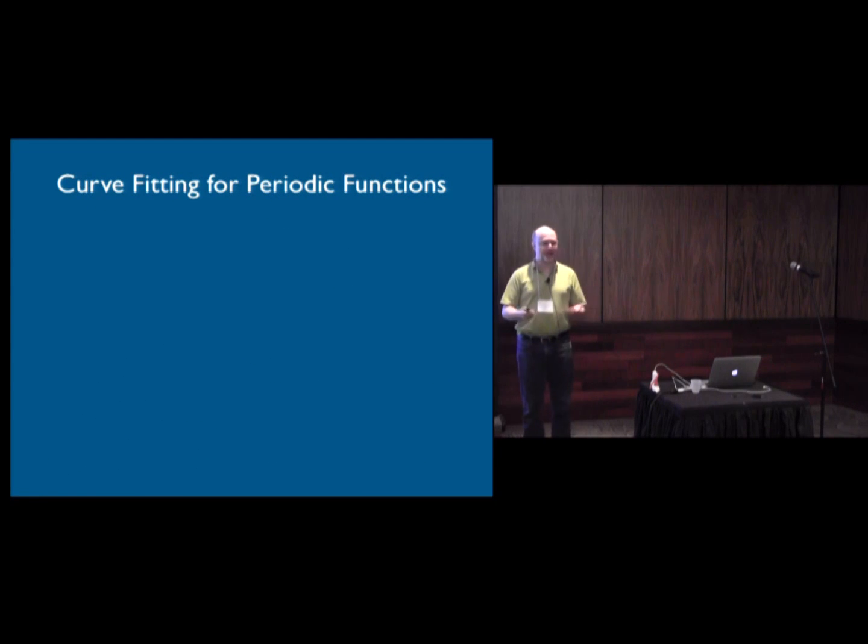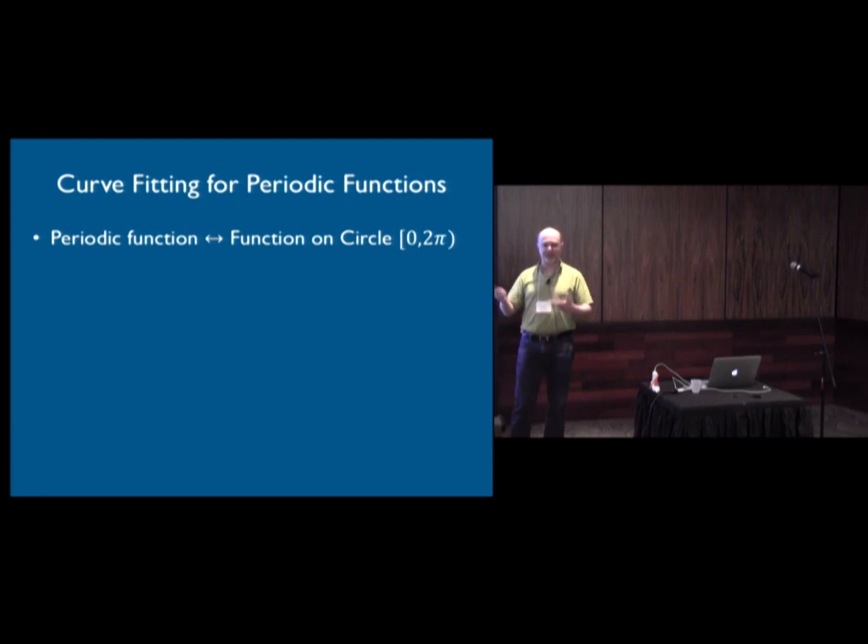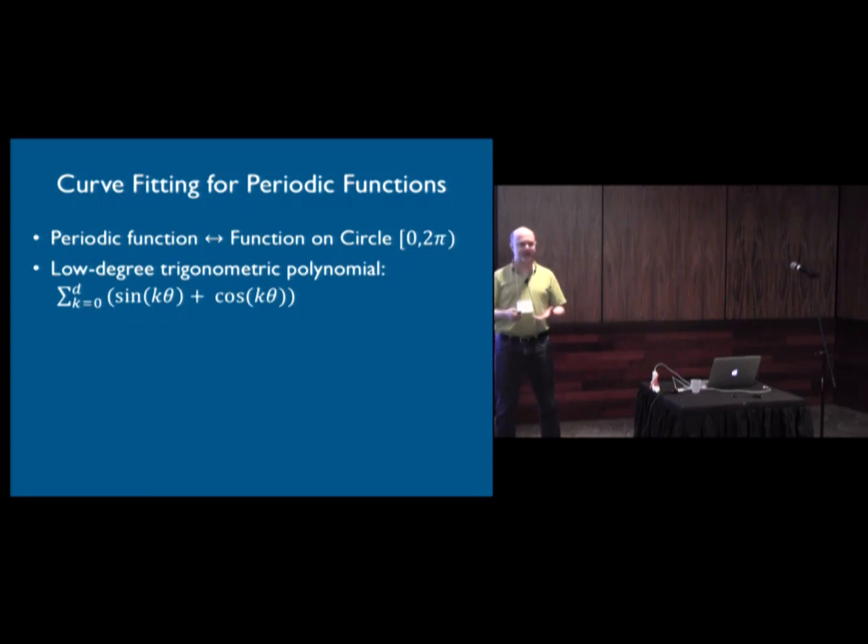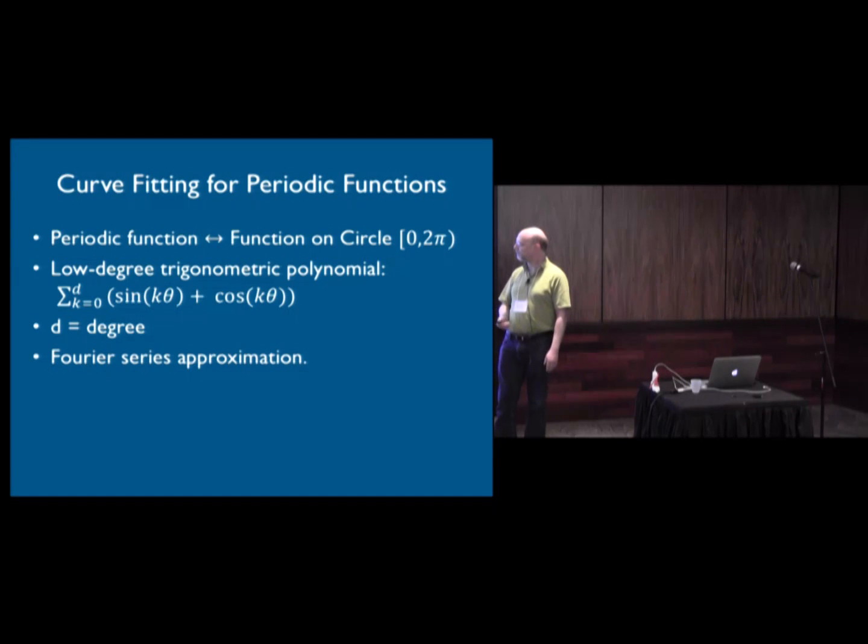There's also a related problem of finding curve fitting for periodic functions. So a periodic function is like a function on the circle where you're just given the angle from 0 to 2 pi. And here, instead of fitting an algebraic polynomial, you want to fit what's called a trigonometric polynomial, which is just a linear combination of sine k theta and cosine k theta, where k ranges from 0 to d, and d is called the degree of this trigonometric polynomial. And it's basically just a Fourier series approximation.